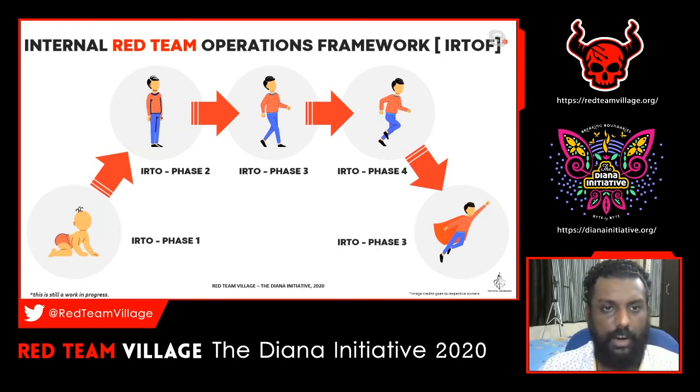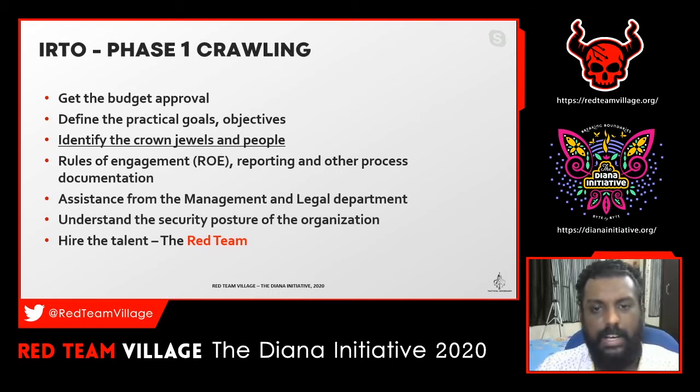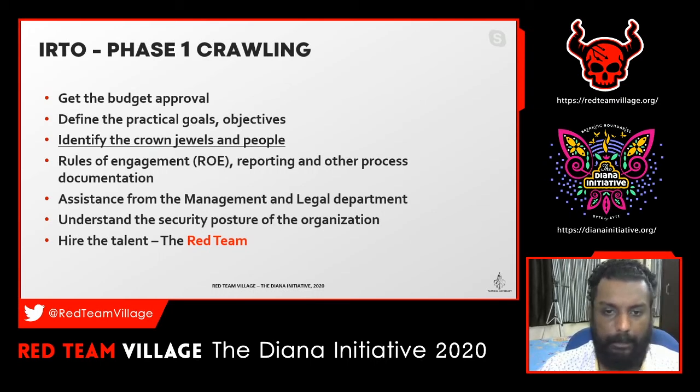The very first phase of IRTOF is crawling. This is a very, very basic step of the internal red team operations framework: building the team from scratch. The very first thing would be to get the budget approval. If you're planning to build the team, budget is always important, right? You need the budget to get the tooling, hire the talent, and all those things. You need internal budget to be approved. So get the budget approved and define practical goals and objectives.